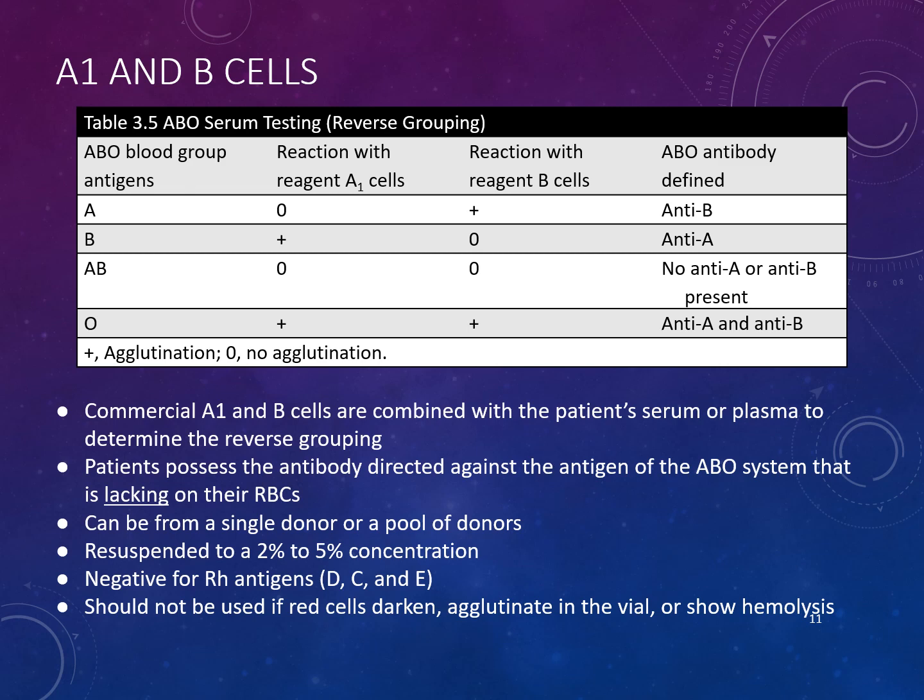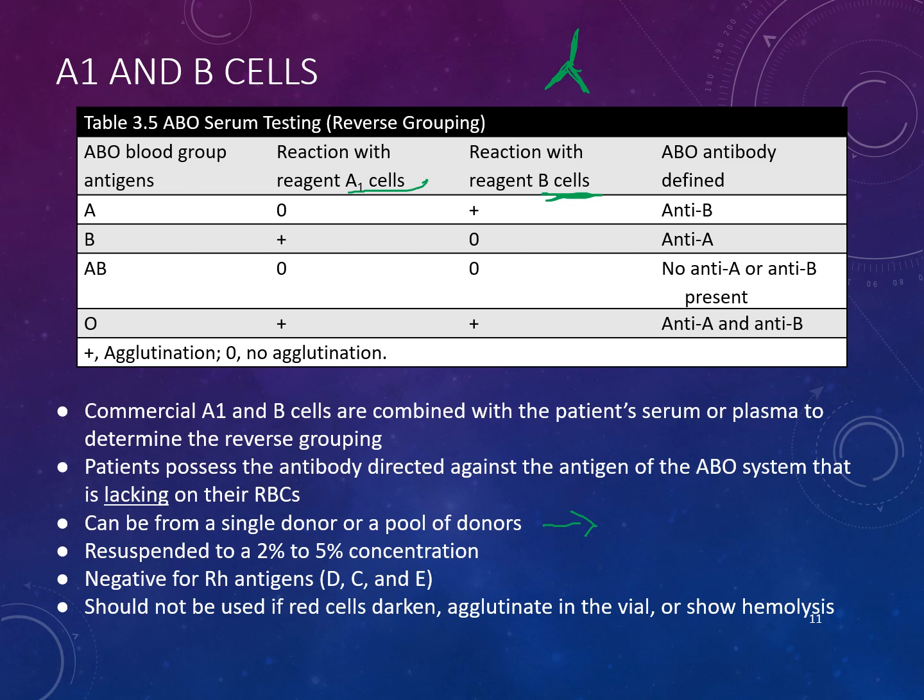You have to remember that we're actually testing the patient's antibody, which is the unknown here. So we're looking for these antibodies to be directed against known red cell antigens. With our A1 cells, we have A1 cells present in that reagent, and then our B has the B cells. This is an actual pool of donors or a single donor who have been tested, and we know that they have just the A1 antigen or the B antigen on those cells.